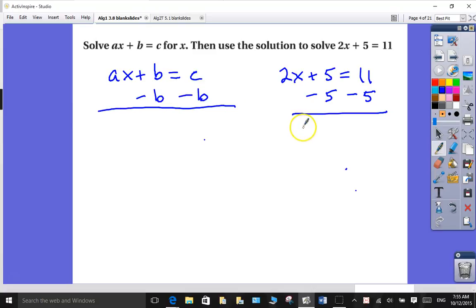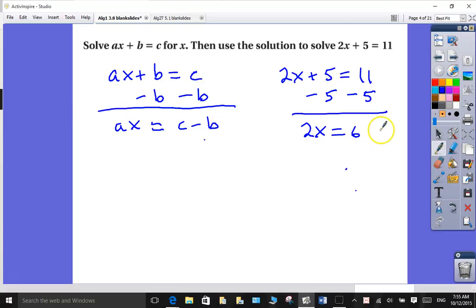And for our 2x plus 5 equals 11, now we have 2x equals 6. Now, on the left, when I subtract b, the b's cancel. B plus negative b cancel. On the right, c minus b, you can't put together. At this point, you kind of do look at them like terms. They're not the same variable raised to the same power. So all you can really do is write c minus b. Can't do anything more.